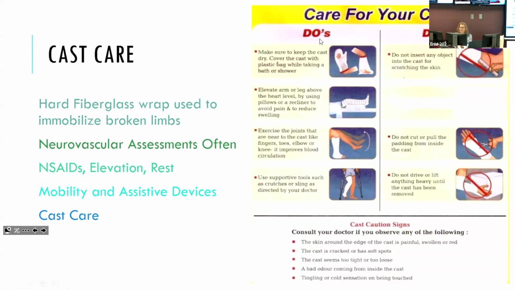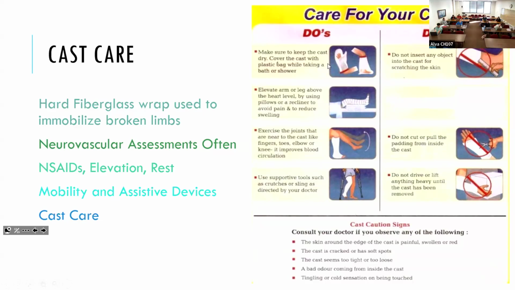Has anyone had a cast? Ever broke a bone and had to wear a cast? No? Nobody? Oh, did you and Alva? Oh, you guys had a lot of broken bones. Well, somebody tell me how you took care of your cast. So what were some of the things you guys were taught to take care of your cast?